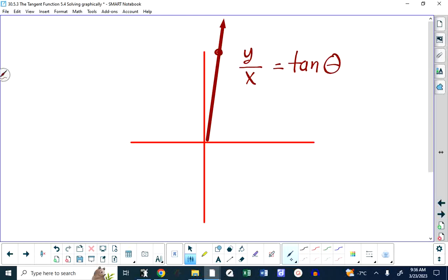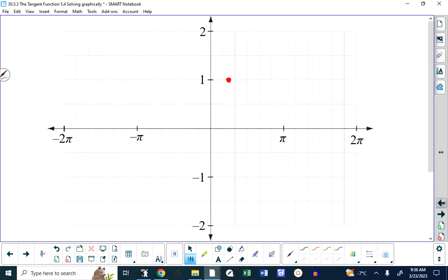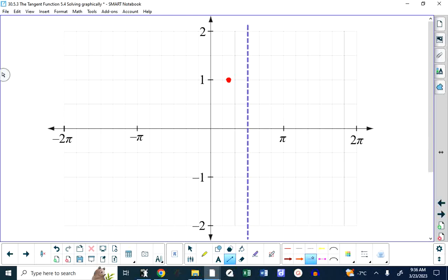And what we end up having here at pi over 2 is an asymptote. You have a line that the function will approach but get deflected away from it towards infinity or negative infinity on the opposite direction.